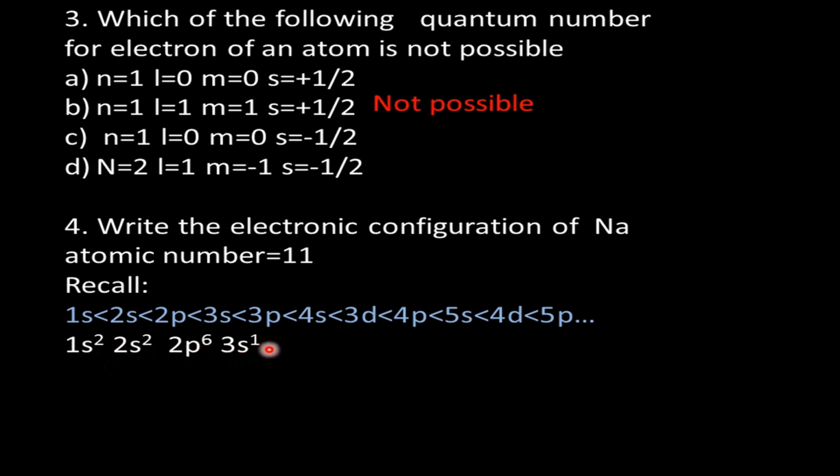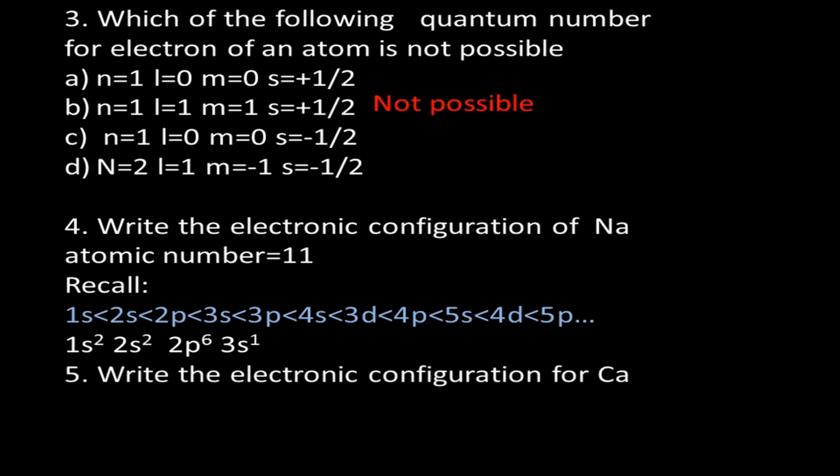Then the 3s will take the last electron, which is called the valence electron, that is 1, making a total of 11. Recall the atomic number equals the electron number because this is a neutral atom. So we have successfully filled in the 11 electrons. So this is the electronic configuration for sodium. Total number of electrons here is 11.